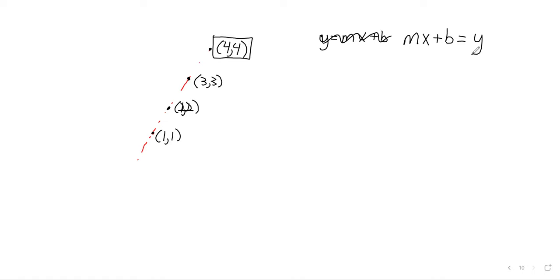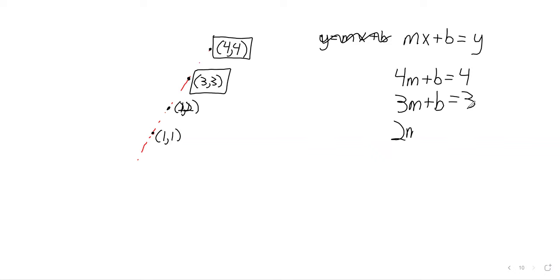Well, we've got the point 4, 4. So 4m plus b equals 4. And we've got the point 3, 3. So 3m plus b equals 3. Likewise, 2, 2 and 1, 1. So there's a system. It has one solution, and you solve it, and you find m, and you find b.